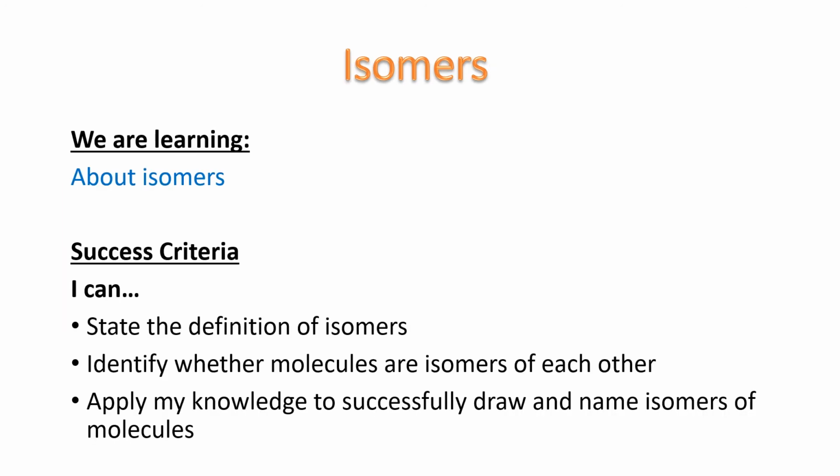So that's us completed this part of this week's lessons. So we were learning about isomers. We should now all be able to state the definition of isomers, identify whether molecules are isomers of each other by looking at the molecular formula and structural formula, and apply your knowledge to successfully draw and name isomers of molecules.